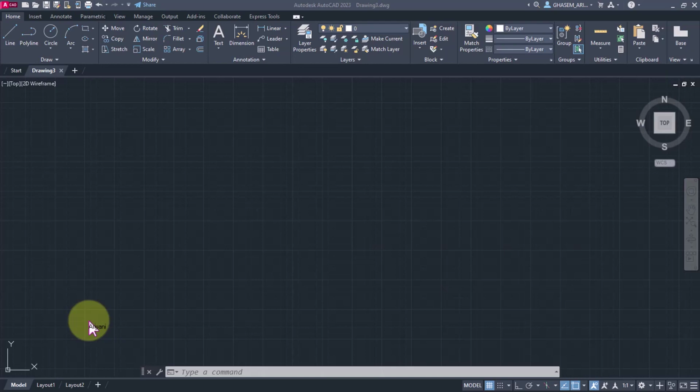So here is the learning of AutoCAD 2023 and the components of AutoCAD 2024.